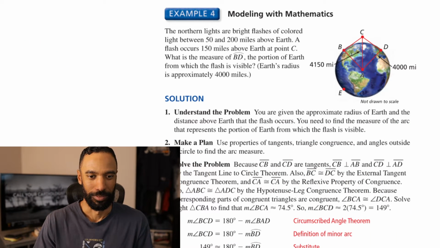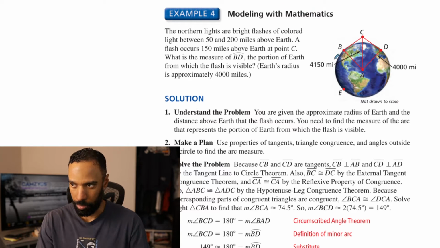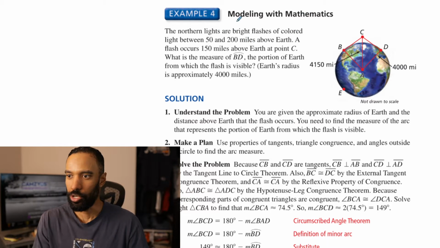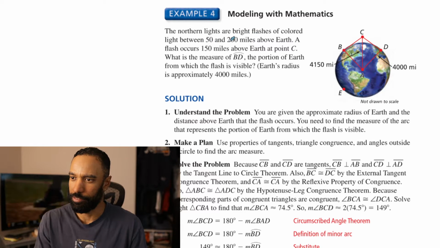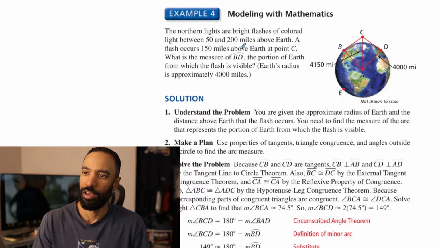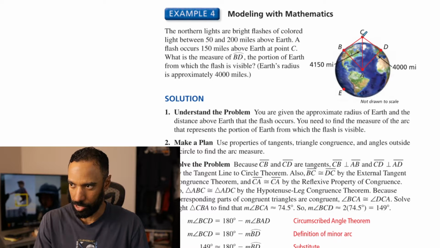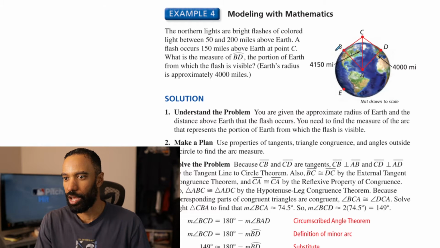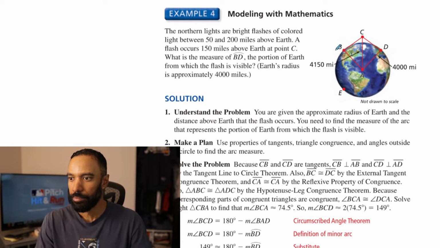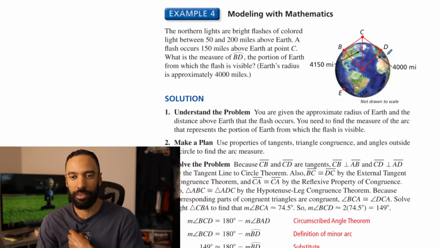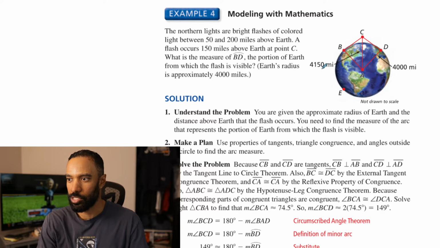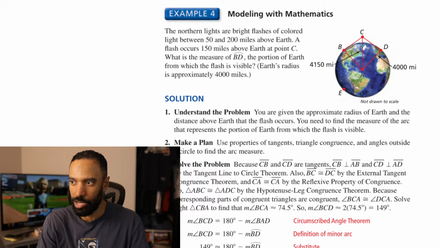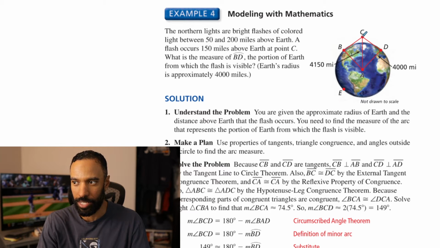All right. Let's see what they have here. Modeling with mathematics, some real world problems. The northern lights are bright flashes of colored light between 50 and 200 miles above Earth. A flash occurs 150 miles above Earth at point C. What is the measure of arc BD, the portion of Earth from which the flash is visible? Earth's radius is approximately 4,000 miles. So they have some things drawn. 4,000 miles, and because it's 150 miles above Earth, you take the radius here, 4,000, and add an additional 150. So we have 4,000 here and 150 there.